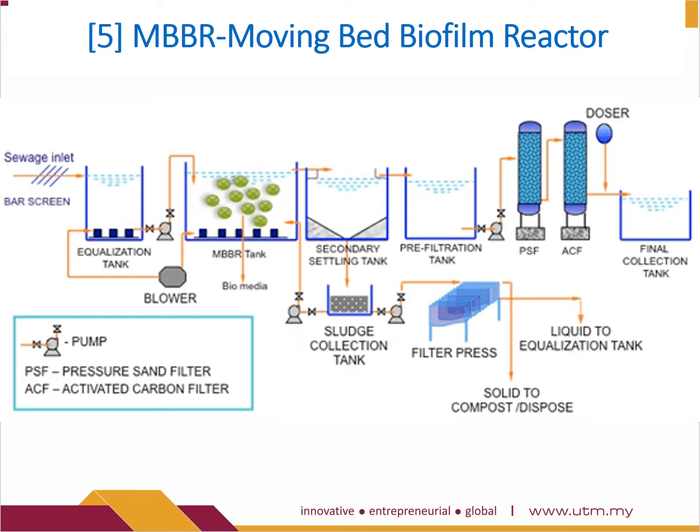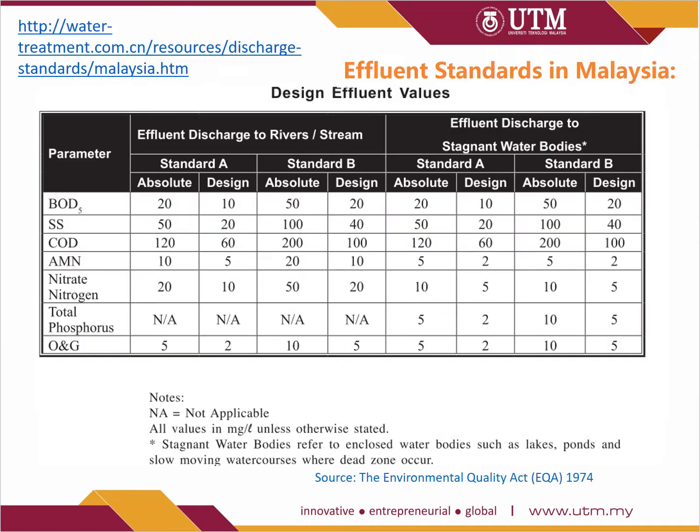For the sludge, it will go through a filter press. I will show you how it looks, the filtration unit to remove the liquid. This will go back to the equalization tank for recycling, and the solids will be used as compost or disposed of. If it is high in heavy metal, it cannot be used as compost.